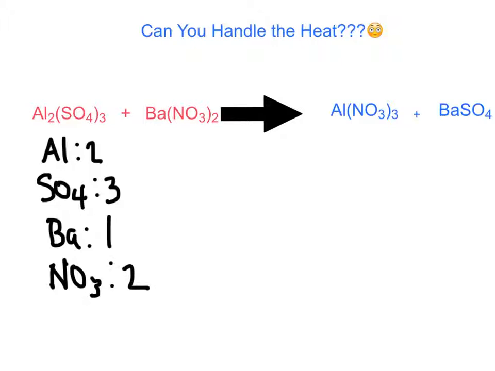Now, we've already talked about how we know when a new element is part of a molecule and everything, so we're not going to review that. If that's something you need some help with, let me know. We can certainly go through that together.